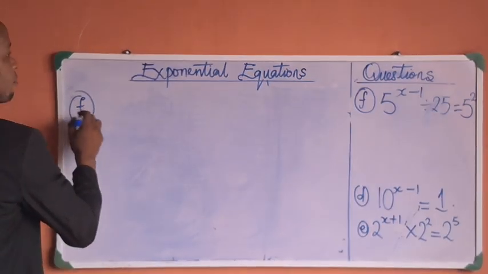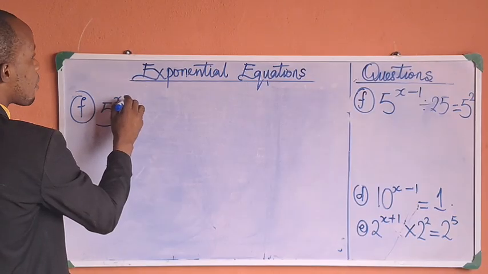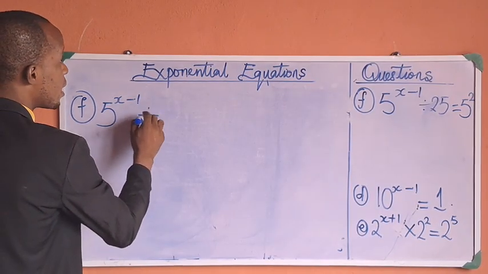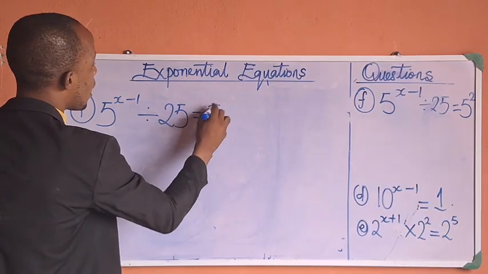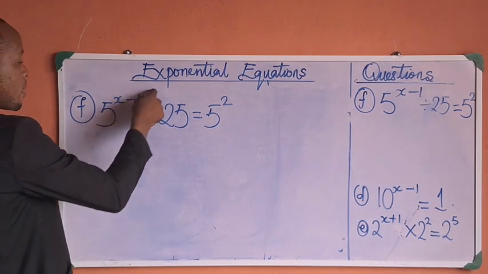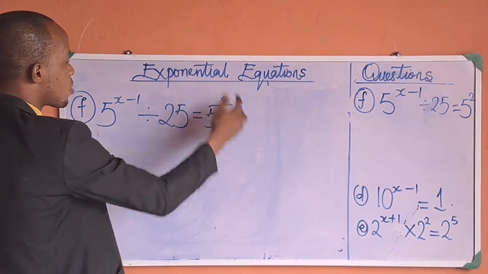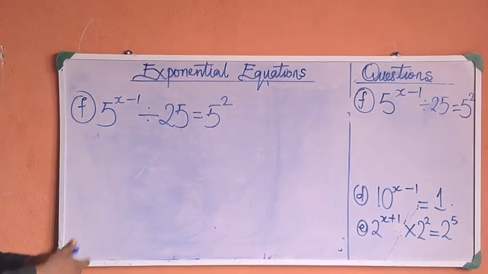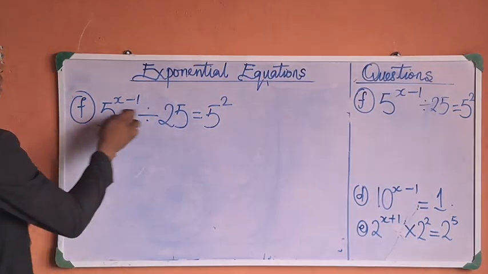Question F says we have 5 raised to power x minus 1 divided by 25 equals to 5 raised to power 2. Now, what are we supposed to do? On the left side of the equation, we have 5 and 25.